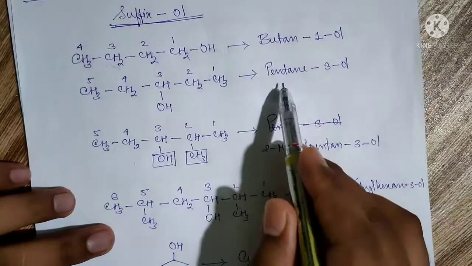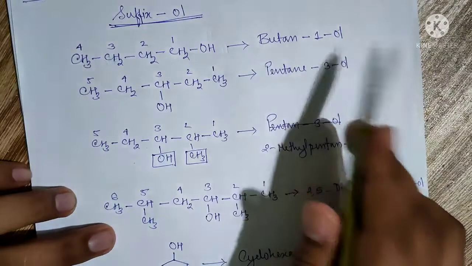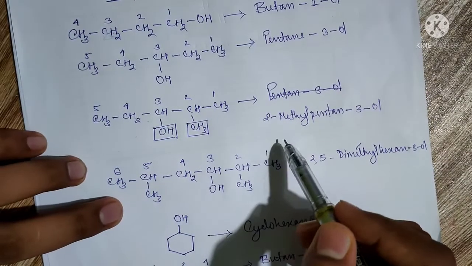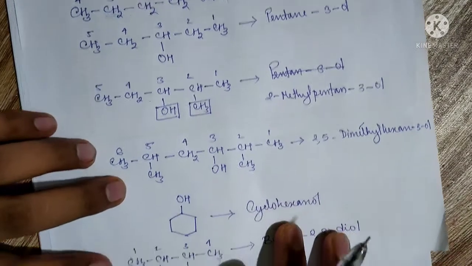Okay. In the previous case, there was no functional group. Therefore, it was pentane 3-ol or pentane 1-ol. But in this case, since there is a functional group, you have to write the name of the functional group before the name of the parent chain. So therefore, 2-methyl pentane 3-ol.